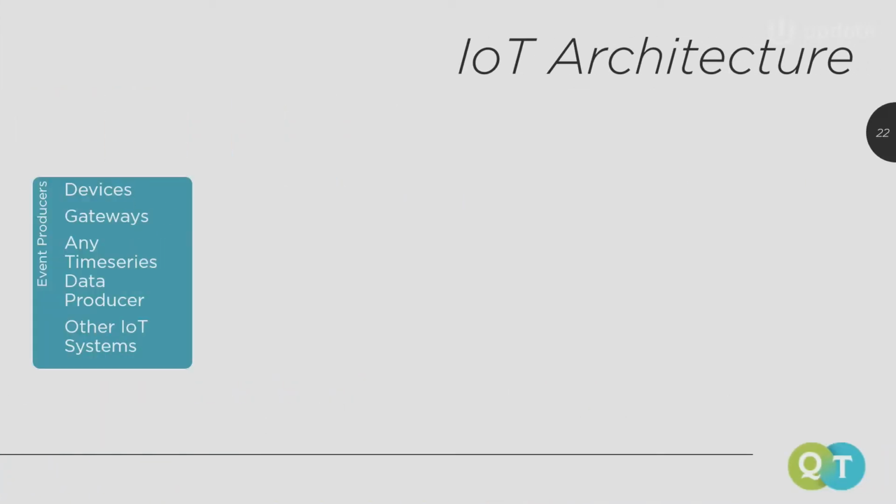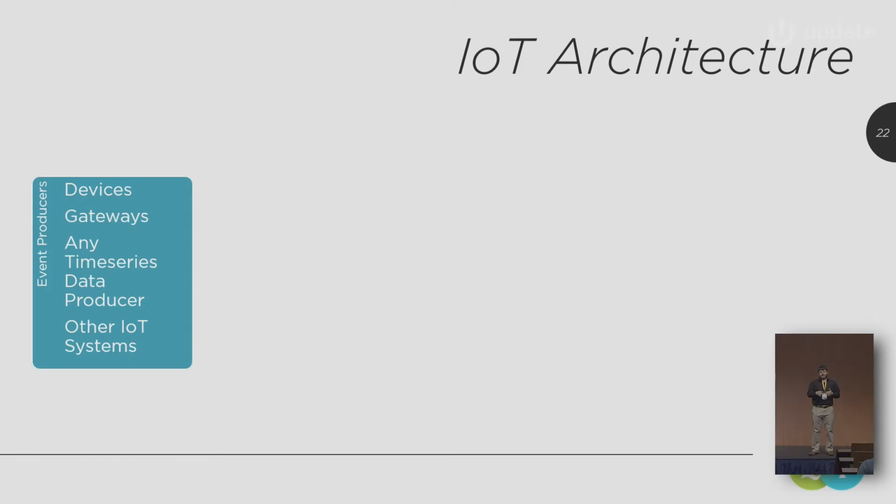So IoT architecture can be basically broken down into five steps, and we'll show you that basic version. Then in the next couple of slides, we'll take that basic version and wire it in all different configurations so that it's no longer basic anymore.